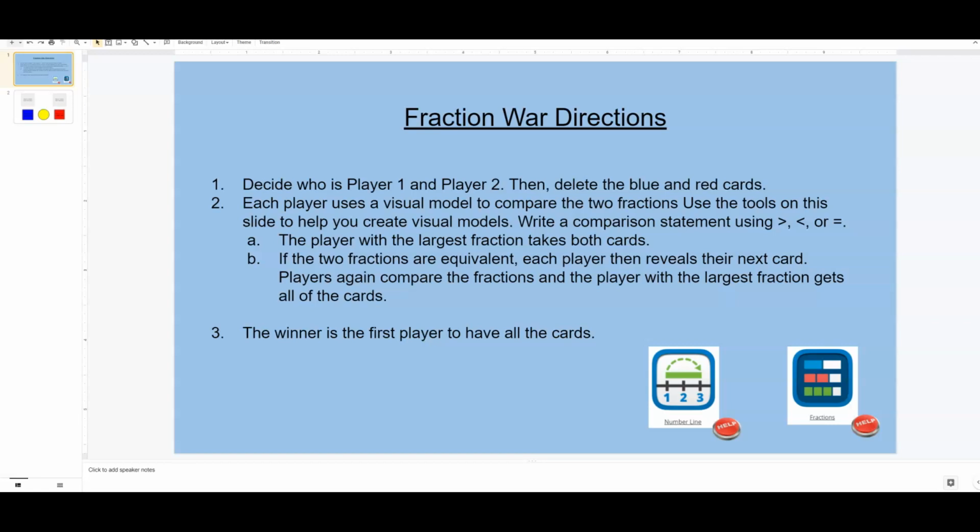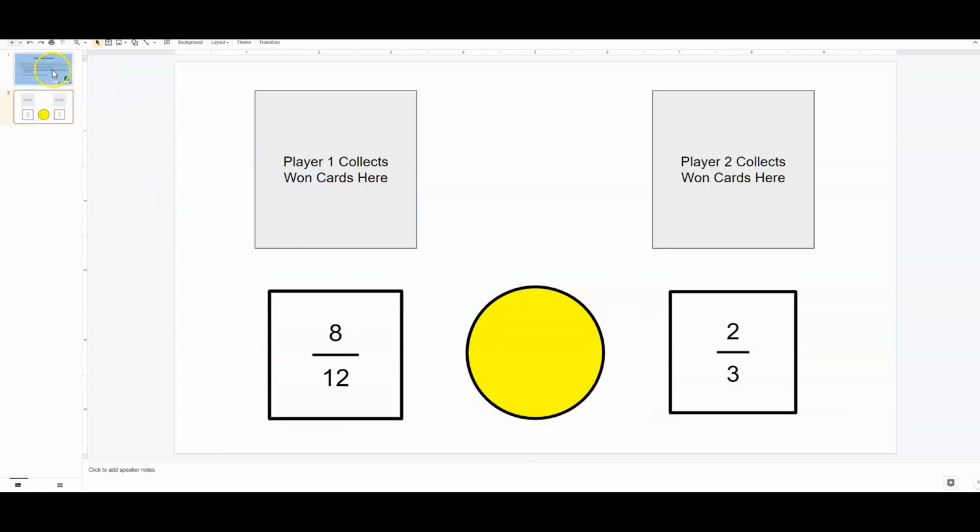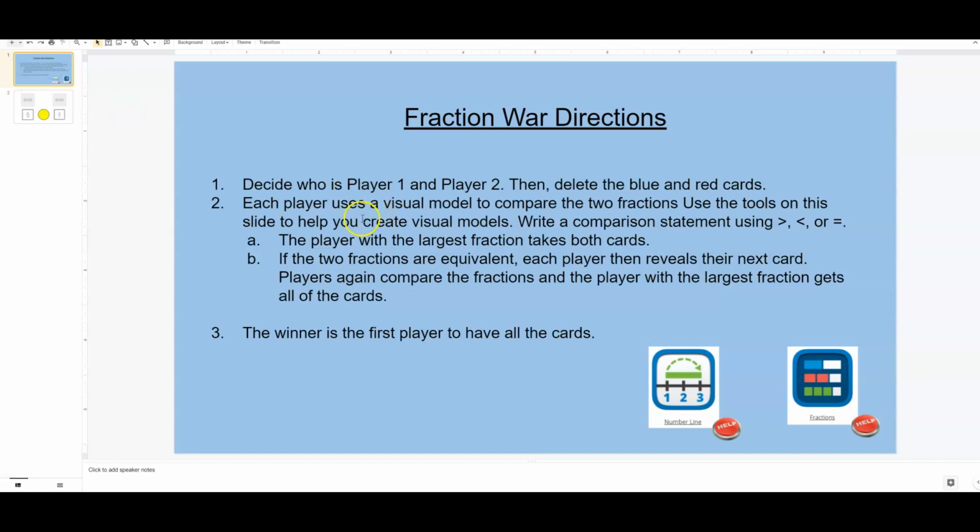This is Fraction War. Decide who is player 1 and player 2, and then delete the blue and red cards. Player 1 is here, player 2 is here. Then, look at your fraction, and use a visual model to compare the two fractions. You can either use the number line tool or the fraction tool to help you.